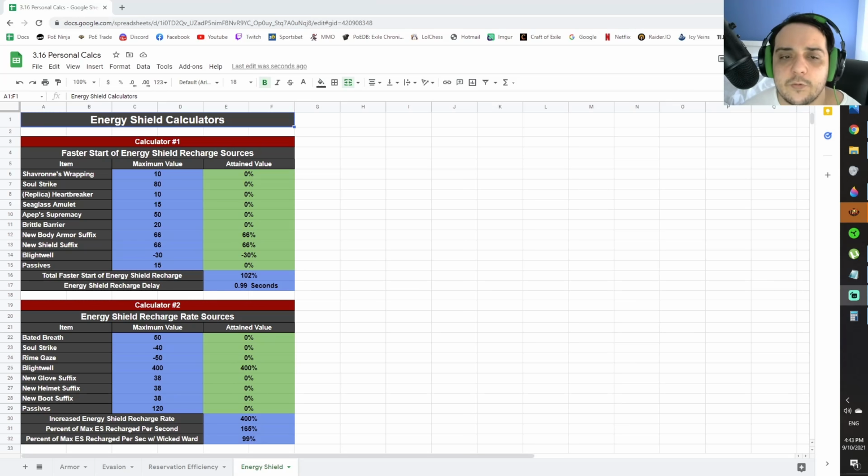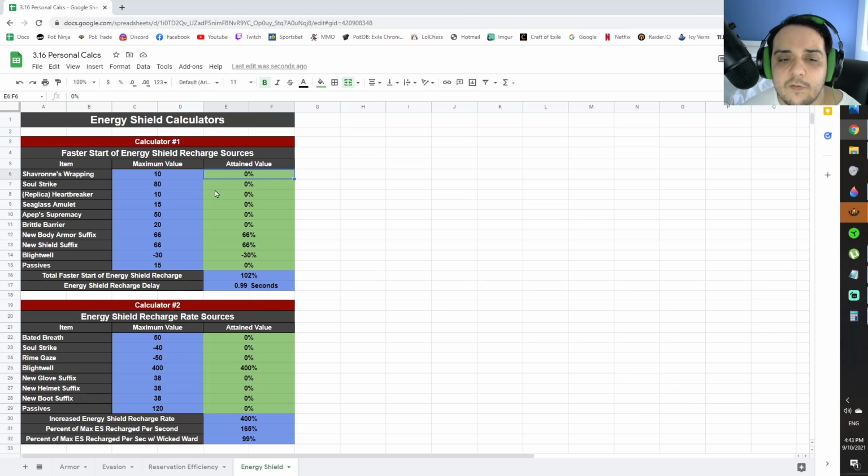Finally are the energy shield calculators. Now this is far more simple because, of course, energy shield doesn't really need calculating. This is just to figure out what's going on with energy shield recharge, since some of you probably forgot and you need to freshen up on it. So this is just listing all the sources of faster start of energy shield recharge as it will be in 3.16. So there are the new body armor and the shield suffixes added in, and then some items that, in some cases, you probably haven't heard of.